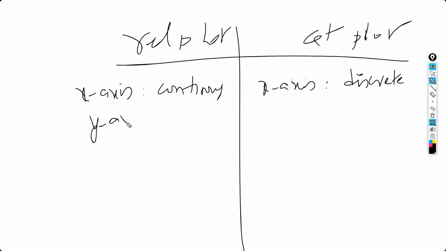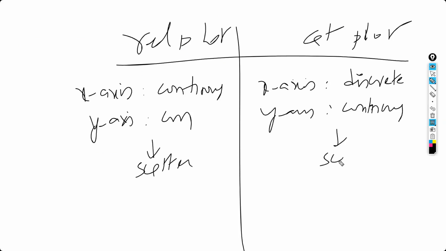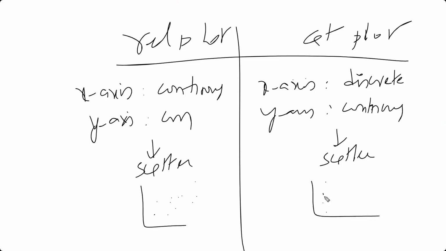The y-axis, in this case, should be continuous. In this case also, the y-axis should be continuous. So one continuous variable, one discrete variable. Which type of plot are you going to apply? Bar plot. And here by default in both cases, you'll get the scatter. Only difference is the scatter plot will look like this. In this case, the scatter plot will look like this because it is a category-wise scatter plot.